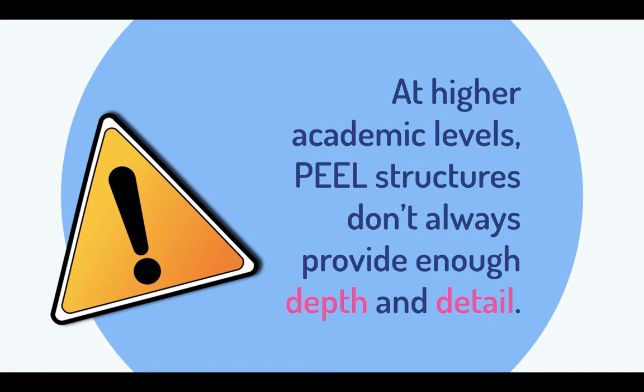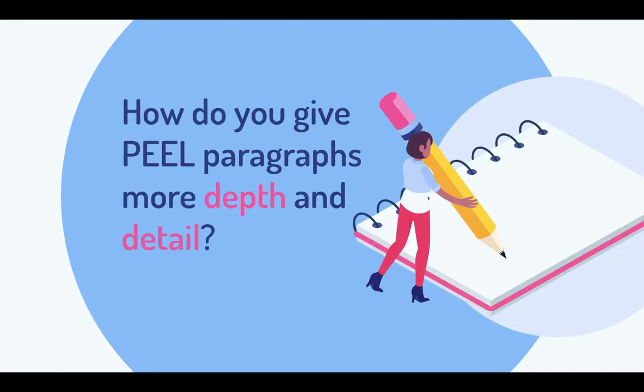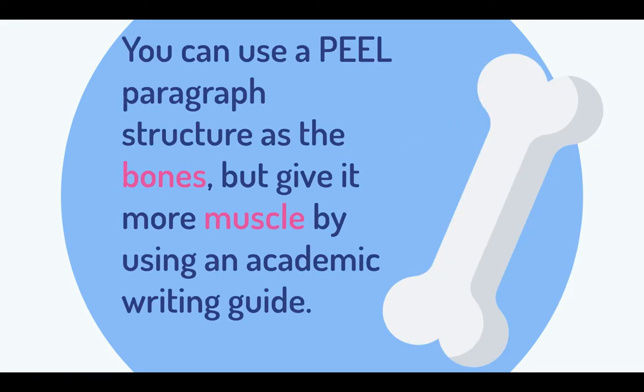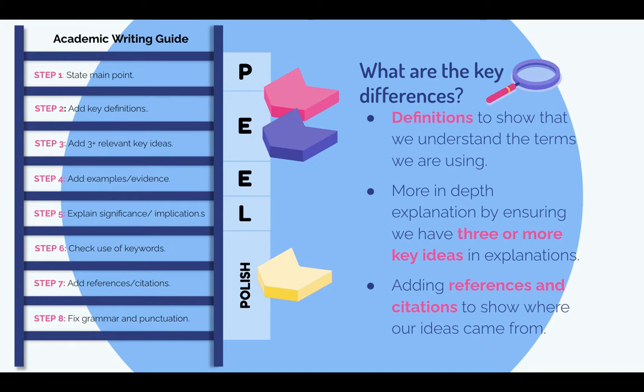However, at higher academic levels, as you get older, simple Peel structures aren't always enough to provide enough depth and detail for what is required. So what we can do is use a Peel paragraph as the bones, but give it a little bit more muscle by using an academic writing guide. This is an example of a guide. So the key differences between a regular Peel paragraph and one with a little bit more muscle is, first of all, you might include some more key definitions. You might or should definitely include more relevant key ideas, and you should include references and citations.